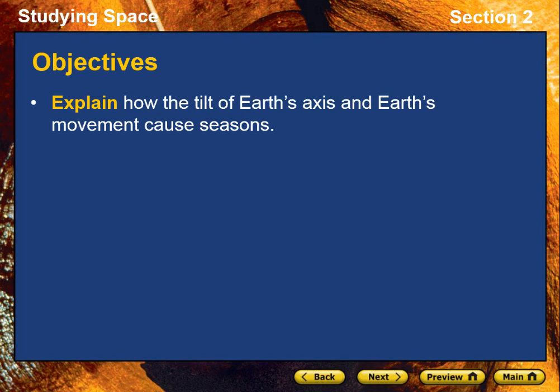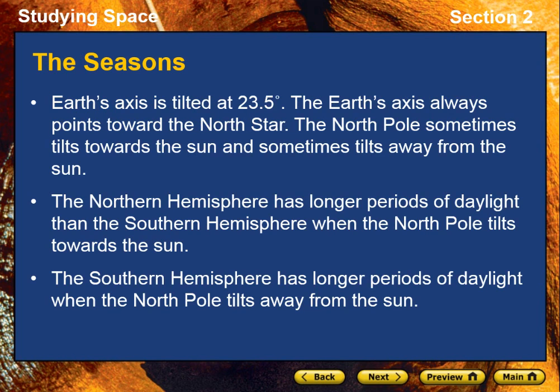At the end of this video, you should be able to explain how the tilt of Earth's axis and Earth's movement cause seasons. Chapter 26, Section 2, The Seasons. Earth's axis is tilted at 23.5 degrees. As Earth revolves around the Sun, Earth's axis always points toward the North Star.